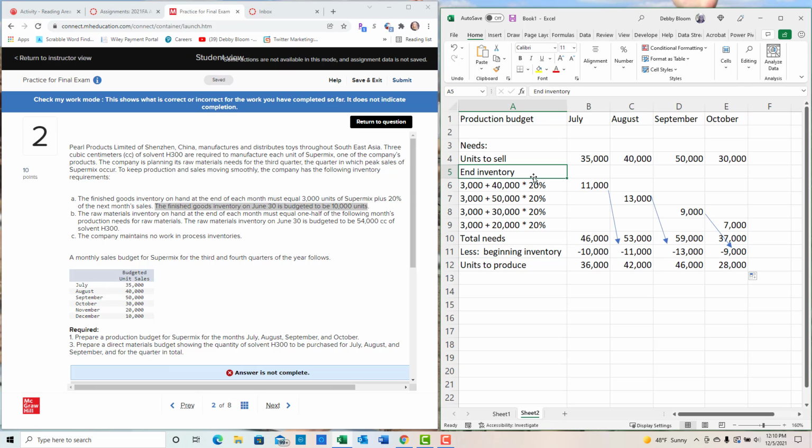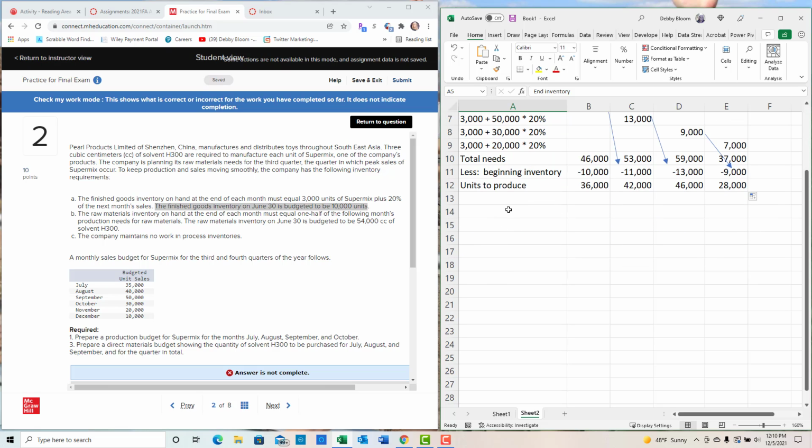Then we add the desired ending inventory to calculate the total needs. And we subtract out the beginning inventory, not to get the units to produce, but the units that we need to purchase in order to support production. So now, instead of our production budget, we're going to go into our direct materials budget.